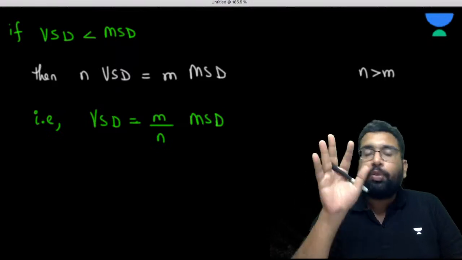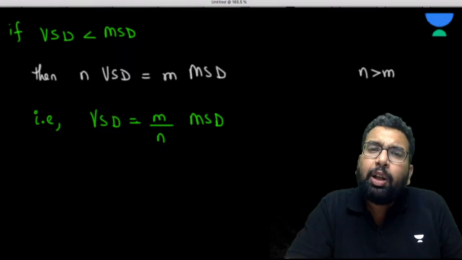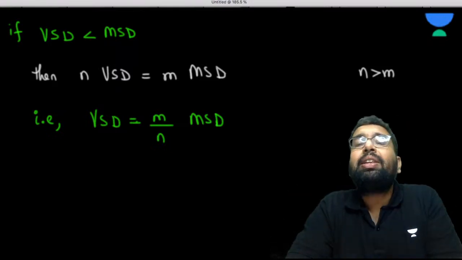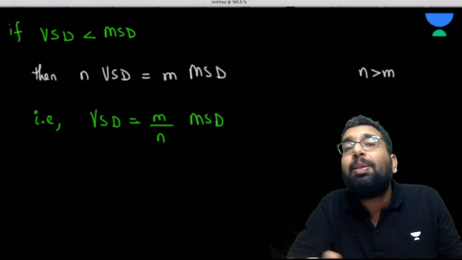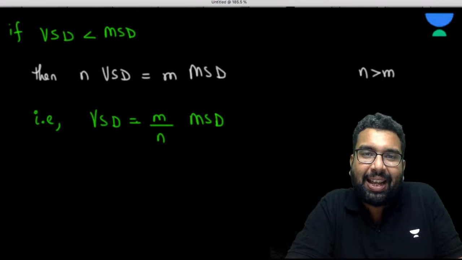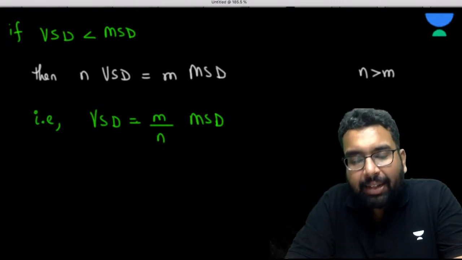But still, if you know the concept, you will be able to do it. What happens if main scale division is greater than the Vernier scale division? So what is going to happen? Sir, M will become greater than N, right? M will become greater than N.